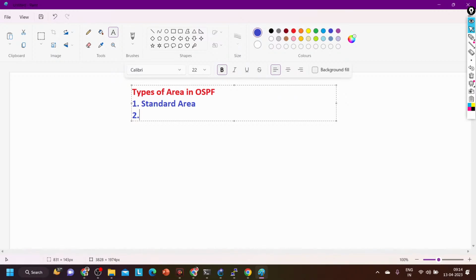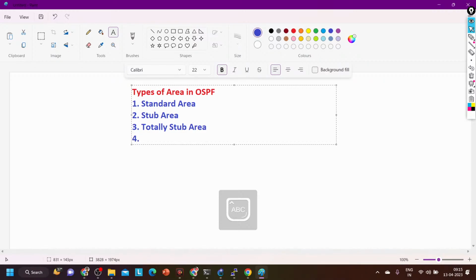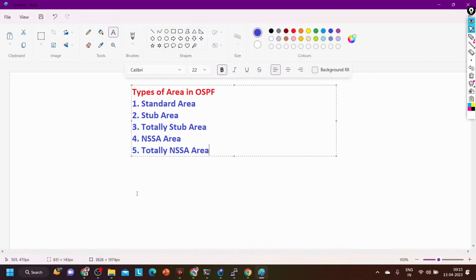Done. After that, second type of area in OSPF is stub area. Third type of area is totally stub area. Fourth type of area is an NSSA area. And fifth type of area is totally NSSA area. NSSA stands for what? Not so stubby area. Not so stubby.